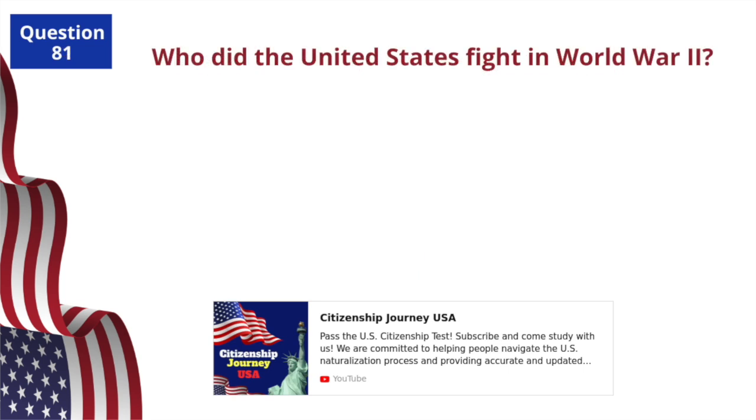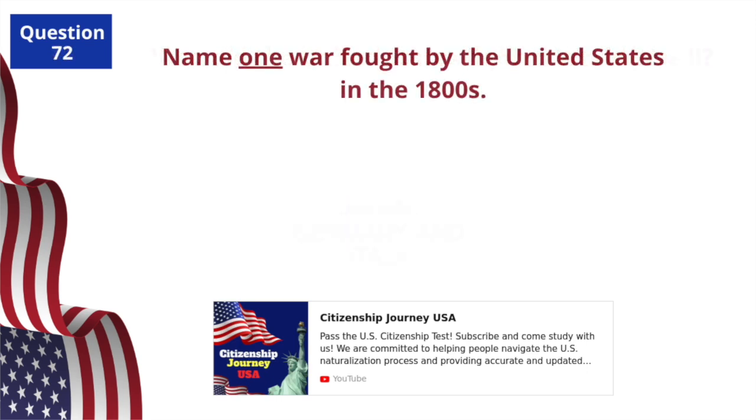Who did the United States fight in World War II? Japan, Germany, and Italy. Name one war fought by the United States in the 1800s. Civil War.